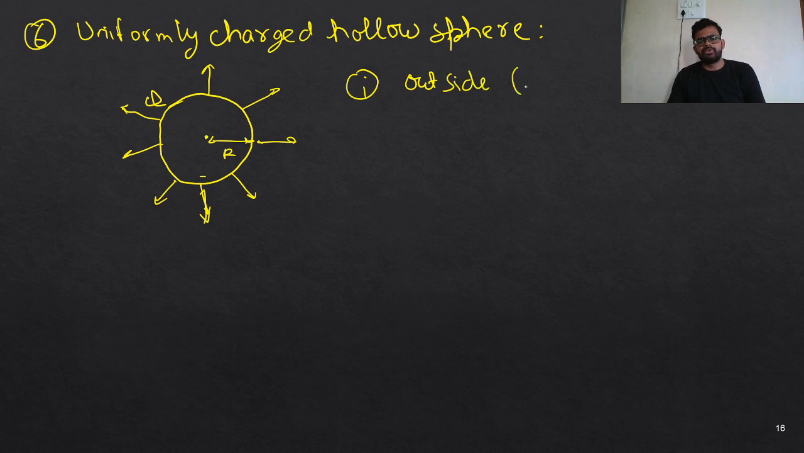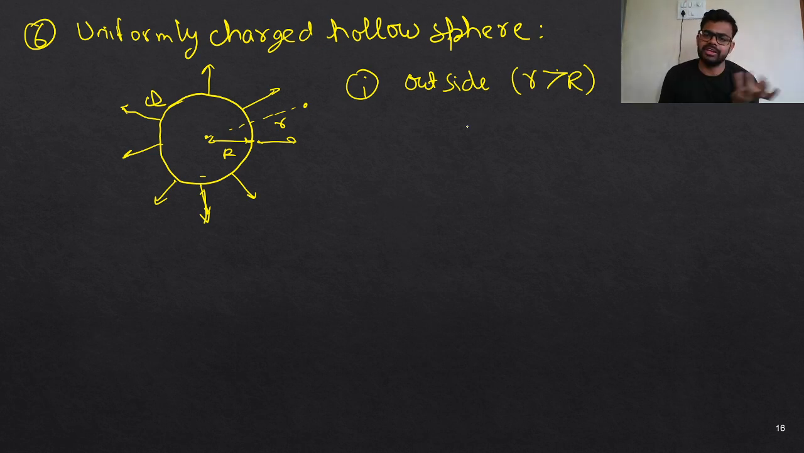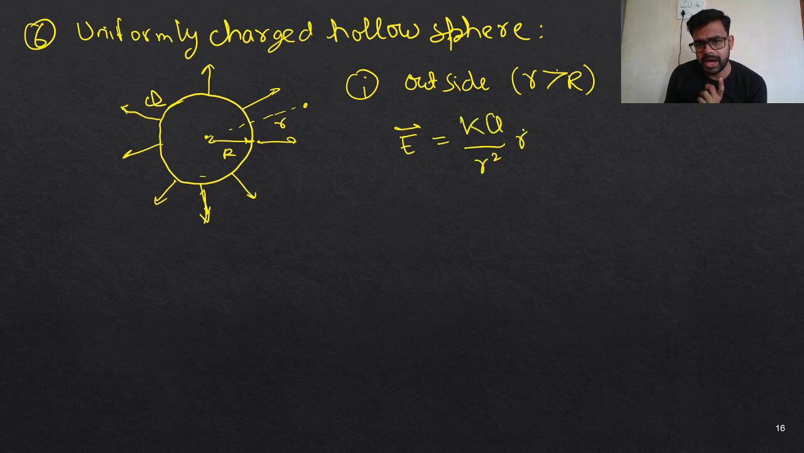Electric field outside means at a distance r. Let's say that point is here, at distance r. Obviously, if the distance of the point is greater than the radius, it is outside. So the formula of the field will be E is equal to kq upon r square r cap. The vector form is not necessary everywhere, it depends on our requirement. For just the magnitude, you will write kq by r square. Next, the second formula, at the surface.